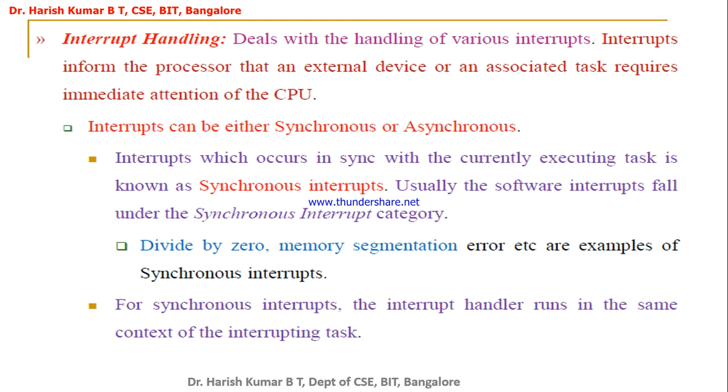Interrupts can be of two types: synchronous interrupts and asynchronous interrupts. The interrupts which are usually generated by the software fall under the category of synchronous interrupts. For example, divide by zero and memory segmentation errors are examples of synchronous interrupts. Why are they synchronous? Because the interrupt handler for all these runs within the context of the same interrupting task.